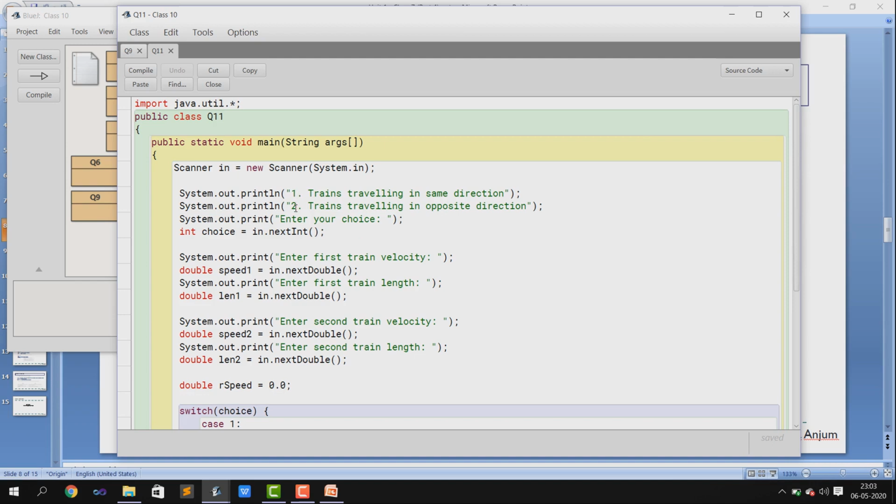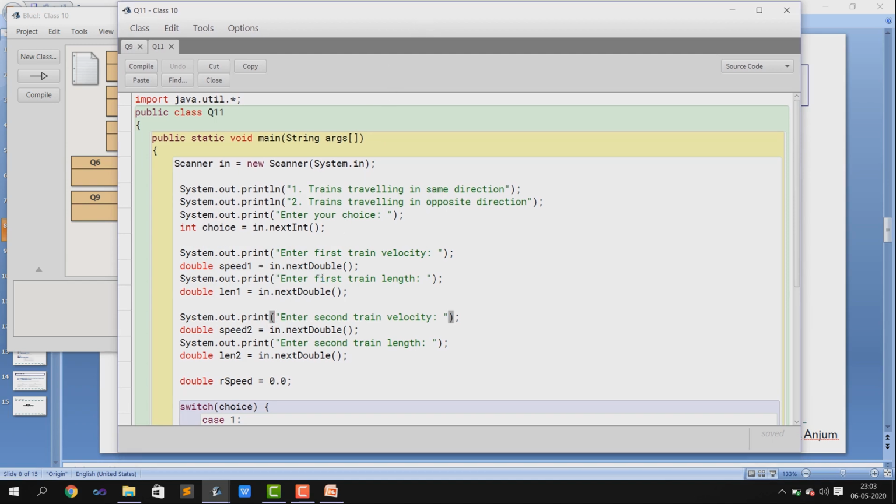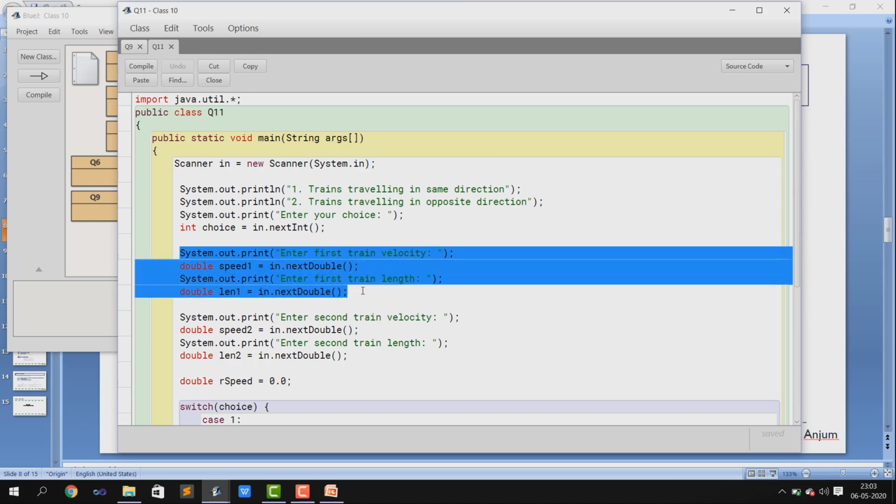Now 1 and 2 are both integers, so it is going to expect an integer number. So it is going to take what? int choice. Now you have to take the inputs. In the input you have to store the velocities as well as the length of both the trains. Over here we are going to enter the velocity as well as the length of your first train. Both are double.